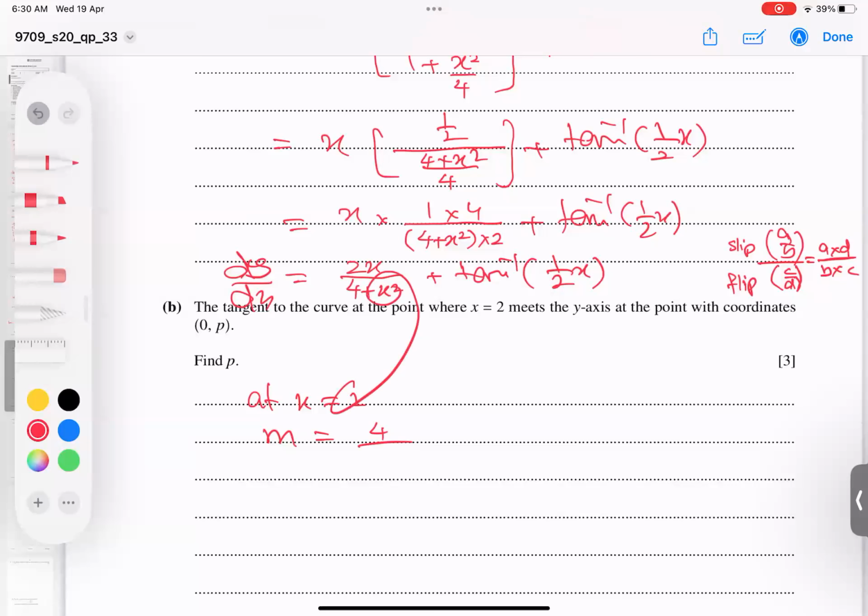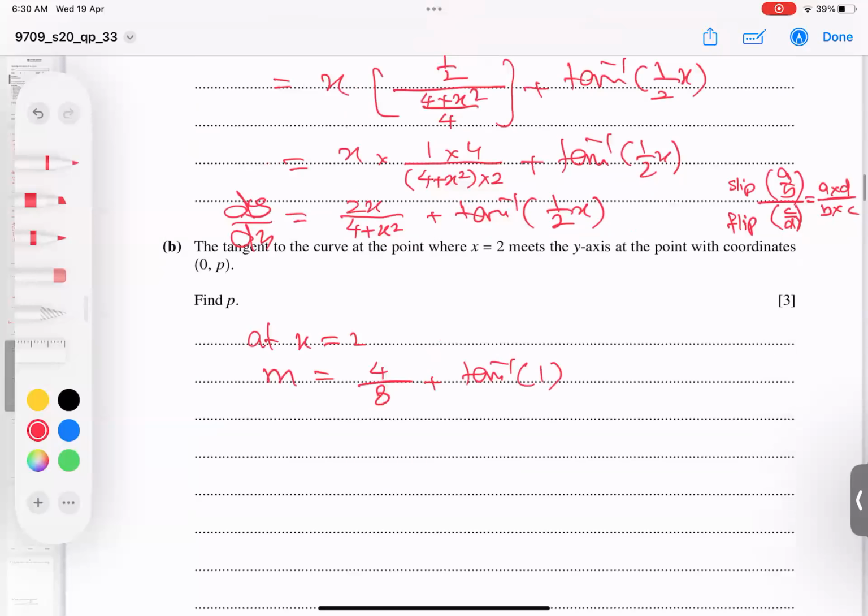Plug in 2 here, I got 4. Plug in 2 here, 4 plus 4, 8. Tan inverse, plug in 2 here is 1. And what does this give you? Tan inverse of 1 gives pi by 4. So we get this one clear. So the gradient is coming here as half plus pi by 4. So x is very clear. We're looking for the point, the gradient, but he's saying something else at the same time. Read the statement, please.